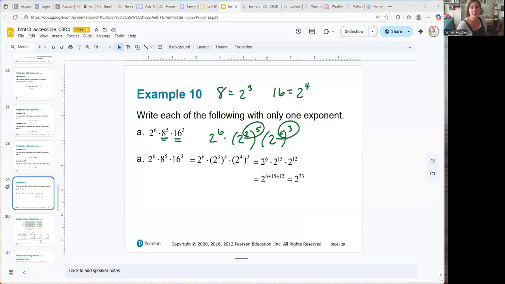And then when we have the same base, remember we add these exponents because it's like I have 6 2's, 15 2's, and 12 2's. So then we sum them all up and we get 33. So that's applying some of those different properties of exponents that we just went over.